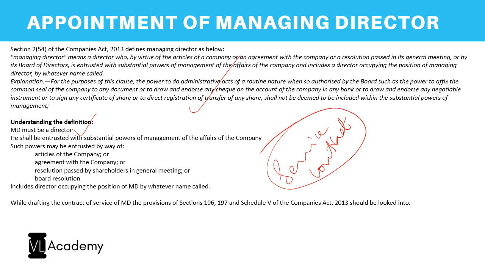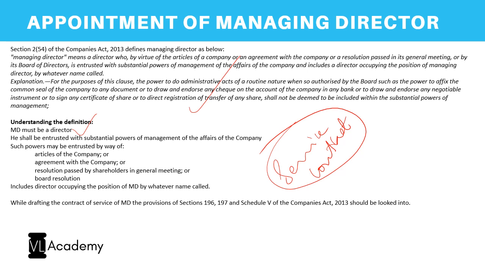Next, he shall be entrusted with substantial powers of management of the affairs of the company. So it has to be clearly stipulated in the contract that so and so person who is appointed as the managing director shall have the substantial powers of management of the affairs of the company as stated in the Companies Act 2013. Right? This term should comprise in your contract. And next, how can it be given? Now, this is very critical.